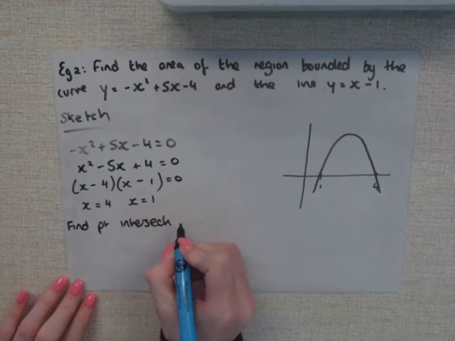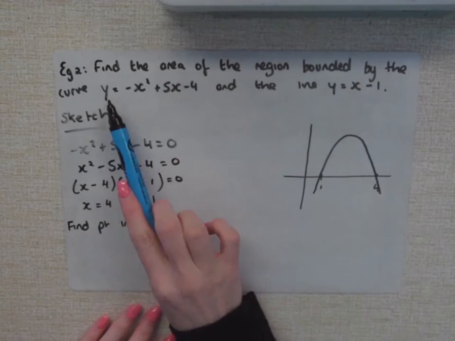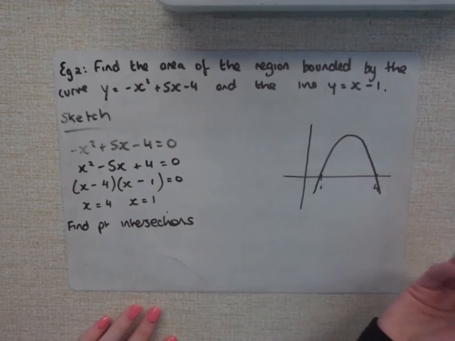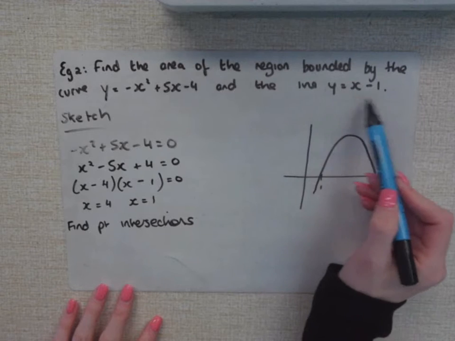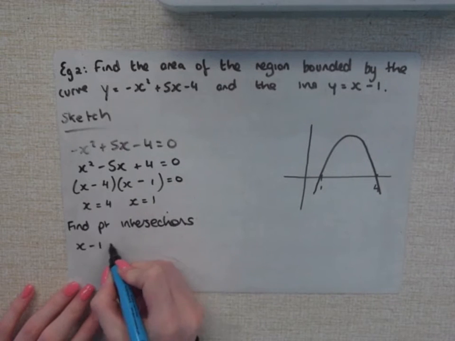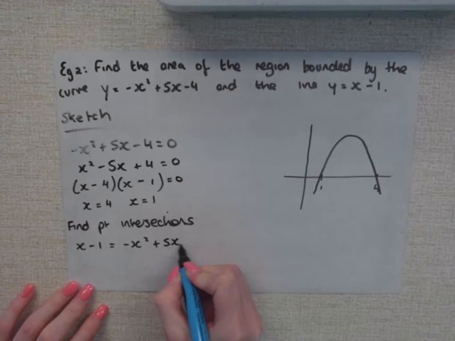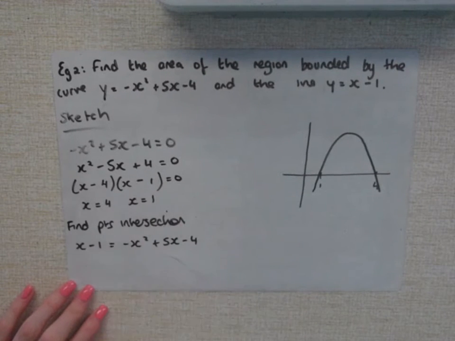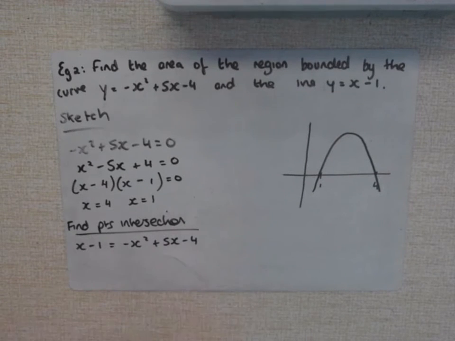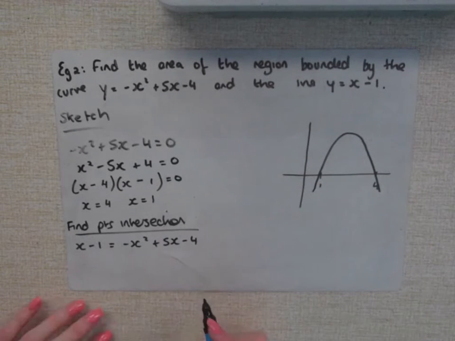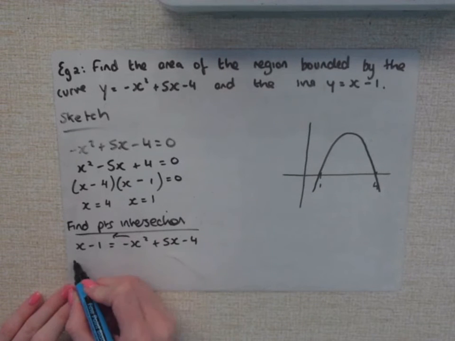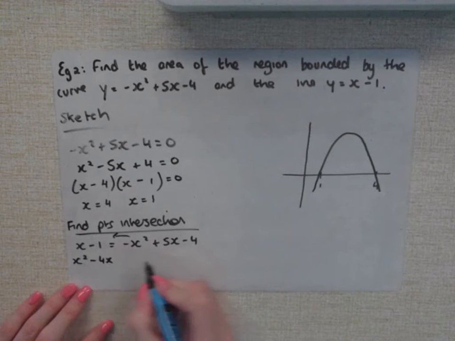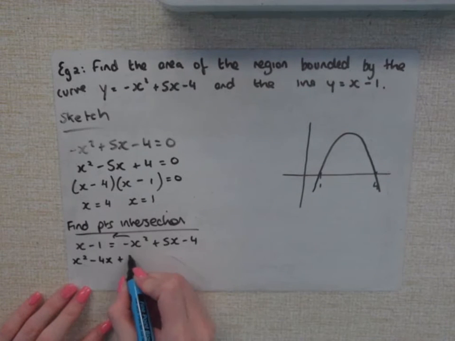How would I find the point of intersection of this curve and this line? You can do a simultaneous equation, or they're both equal to y, so equate them to each other. Basically, you're substituting in: anywhere you see y, you put in x minus 1. So x minus 1 equals that. Sorry, find the points of intersection. I'm going to bring everything over here. Plus 5x comes over, becomes minus 5x. And minus 4 comes over, becomes plus 4.